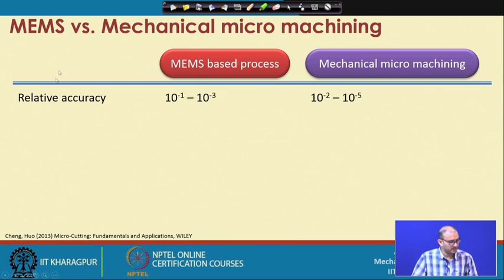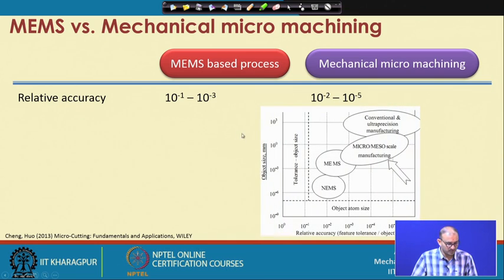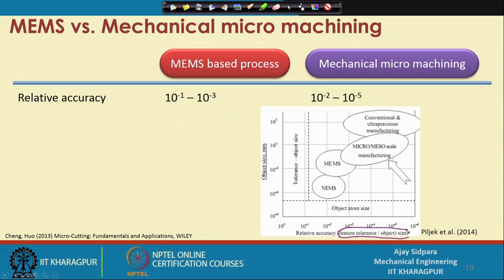Now, some other parameter, relative accuracy. Relative accuracy is here 10 raised to minus 1 to 10 raised to minus 3, but here that range is little bit large. So, now what is relative accuracy? So, now here relative accuracy means this is the tolerance divided by the object size. Now, if you see this particular graph, you know that this is the nano electromechanical system.